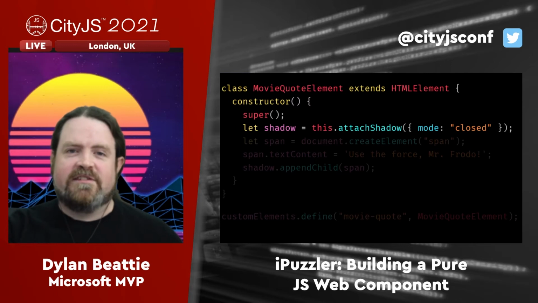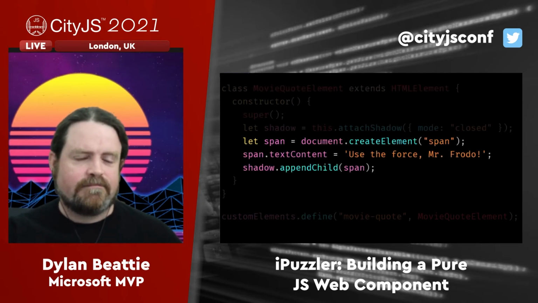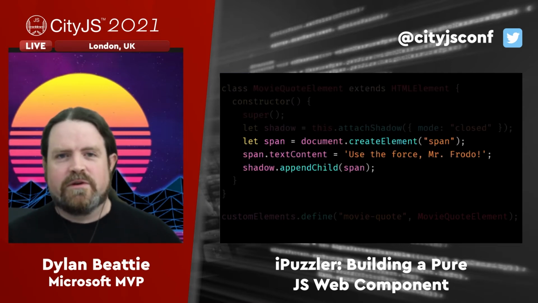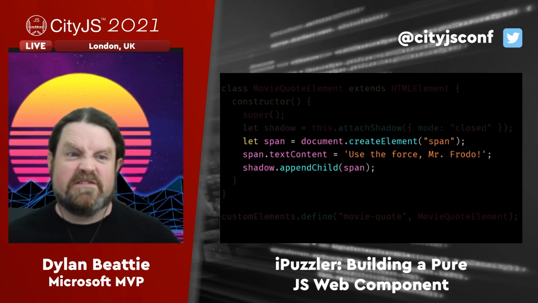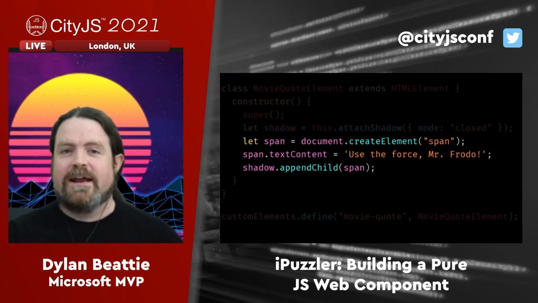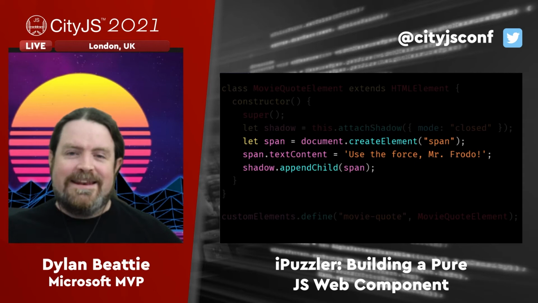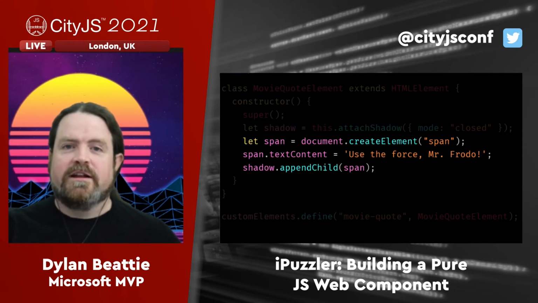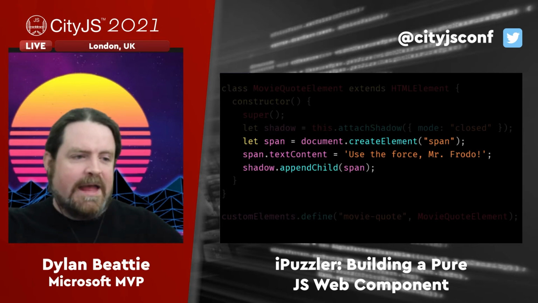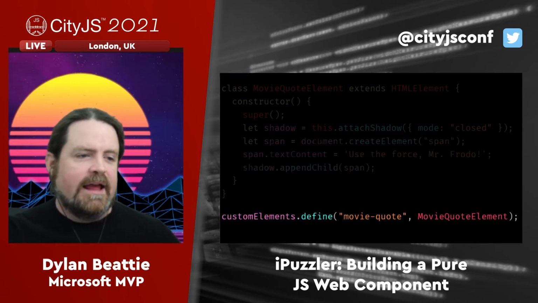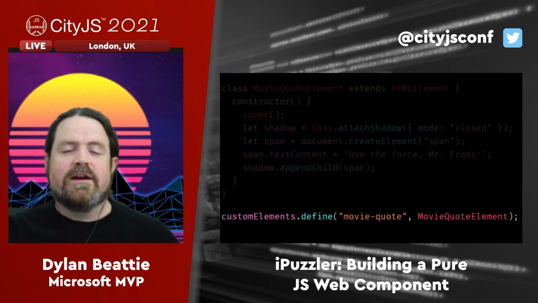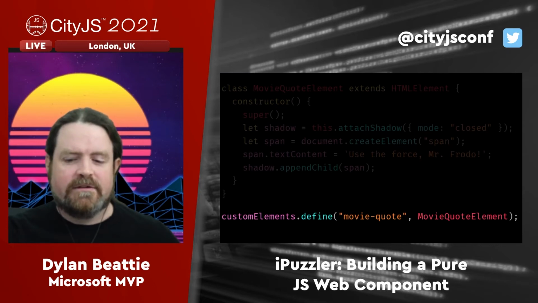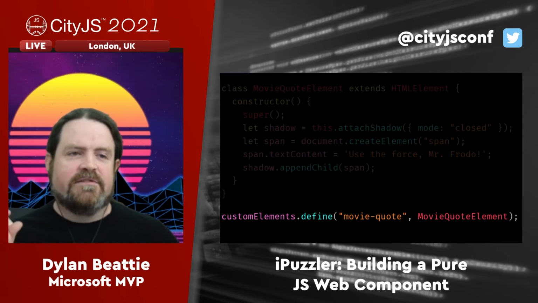Once we've attached to that shadow DOM, this will probably look familiar to anyone who's written browser-side JavaScript in the last 15, 20 years. We create a span element. We're going to put our movie quote in that span element just by setting text content. And we're doing an append child to add it to that shadow DOM. And last thing we need to do is we tell the browser, hey, we are defining a custom HTML element. It's called movie-quote. Here is the JavaScript class that defines its behavior.